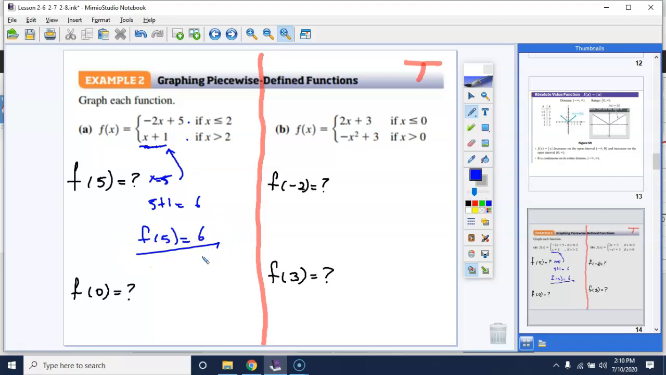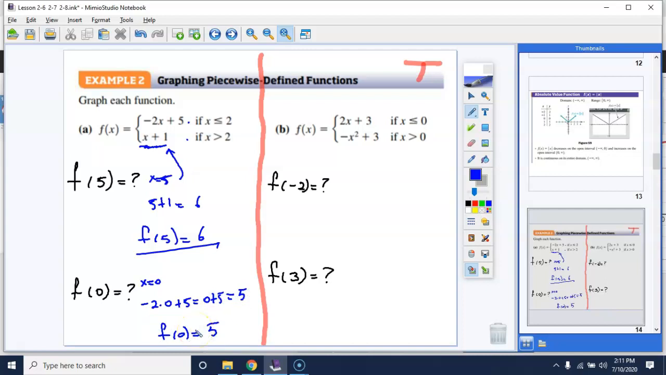So that's my answer. But in this case, we got 0, right? My x should be 0, and 0 is not bigger than 2. So I should work here because 0 is less than 2. I should go here and plug in here. Negative 2 times 0 plus 5. So 0 plus 5 should be equal to 5. So f of 0 should be equal to 5.